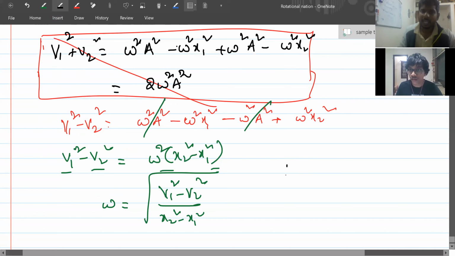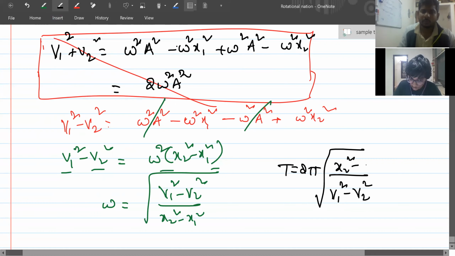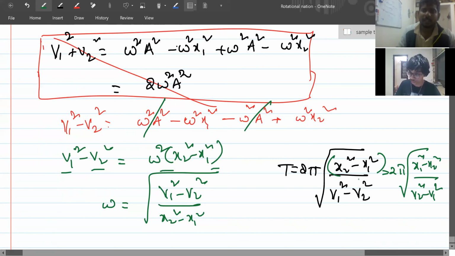Then time period is equal to 2 pi by omega. Omega can be written with v1 square minus v2 square in the numerator and x2 square minus x1 square in the denominator. But one thing you remember, if you interchange this, the formula can also be written as 2 pi root over x1 square minus x2 square divided by v2 square minus v1 square. Any formula can be correct according to the rearrangement the question has. You see the question: x2 square minus x1 square by v1 square minus v2 square, third option is the correct answer.